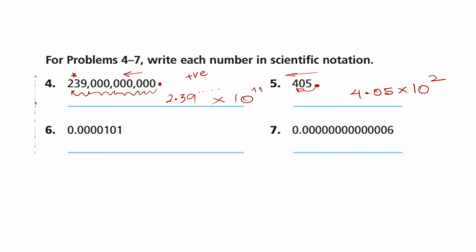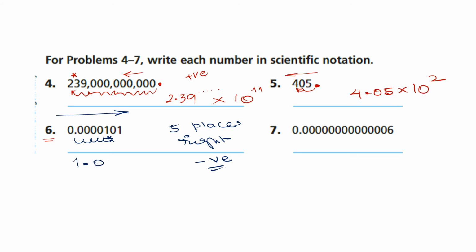Okay. In question number 6, where do you want to move? To the right, right? After the first digit. So let's try to move and count the places. 1, 2, 3, 4 and 5. So we will move 5 places to the right, and to the right means the power will be negative. Okay, so what will we write?